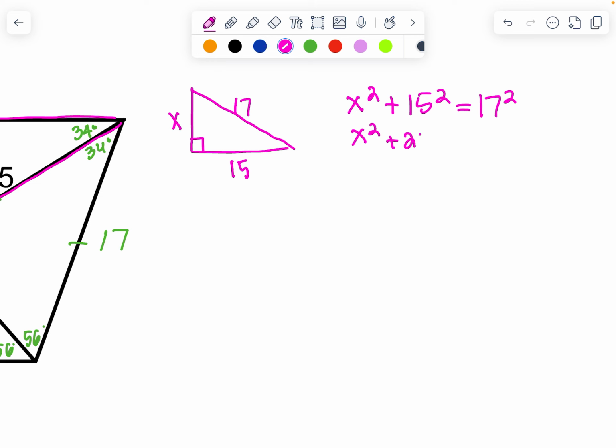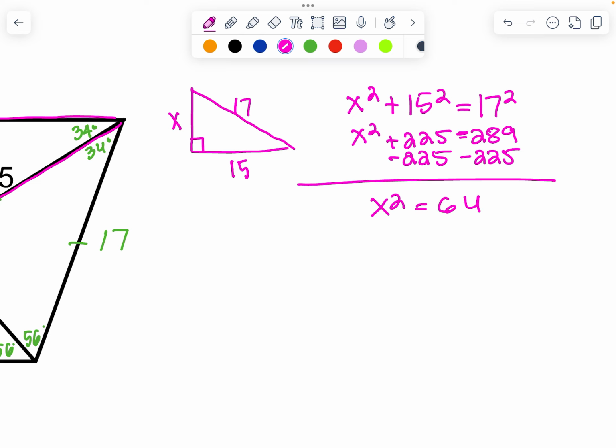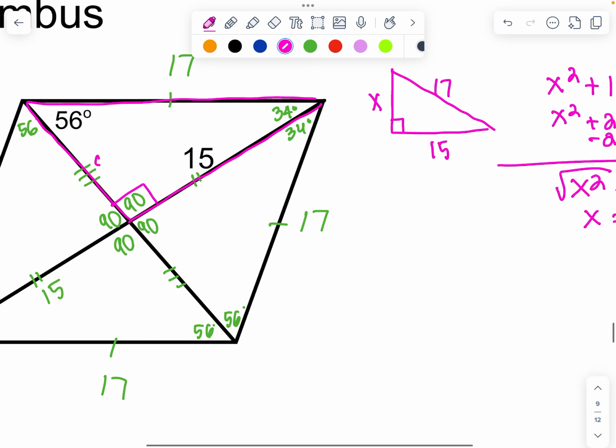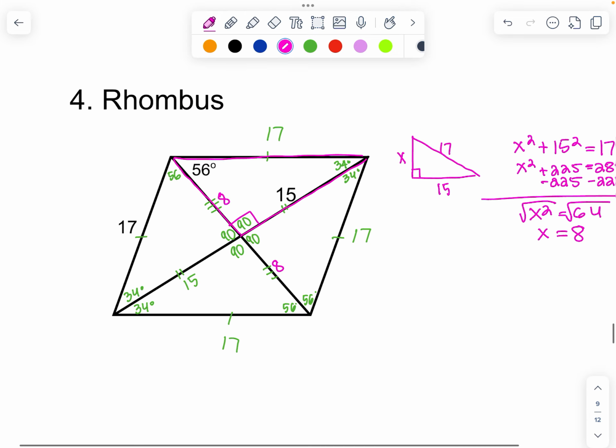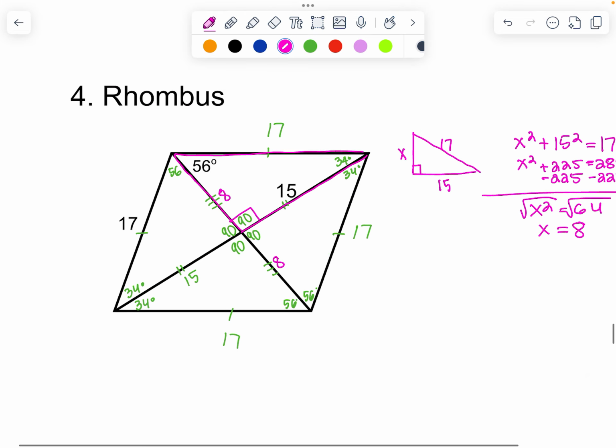X squared plus 225 is equal to 289. Subtract 225 from both sides. X squared is equal to 64, and then square root, I'm just going to account for the positive answer, 8. So this piece is 8, and this piece is 8. Now we found all pieces of the rhombus, all the missing information.